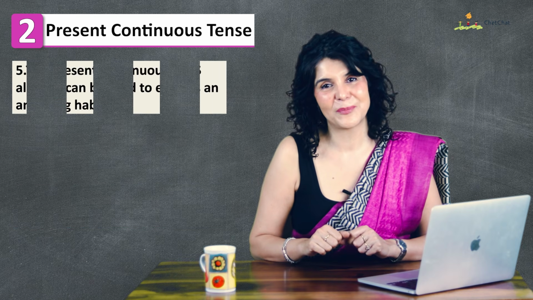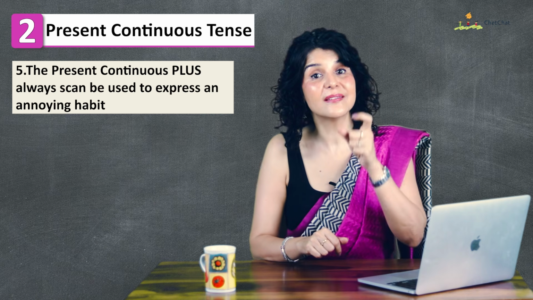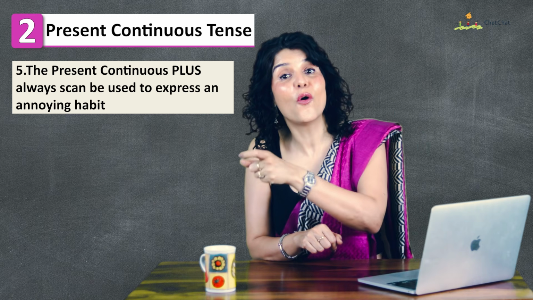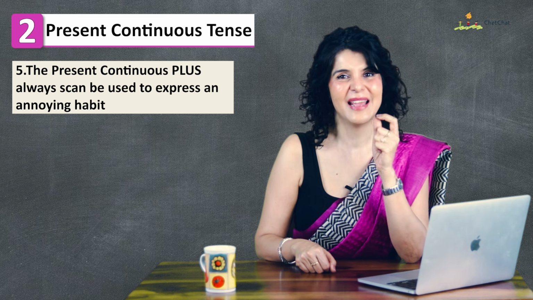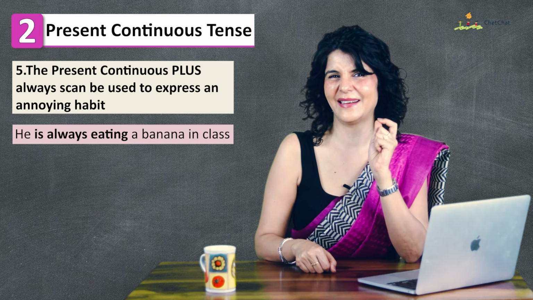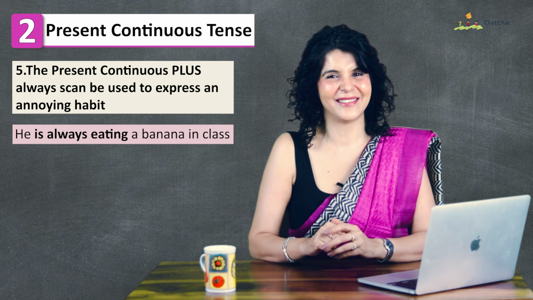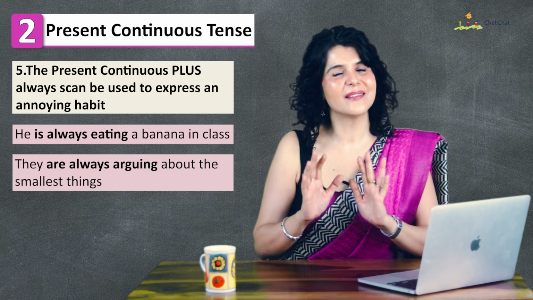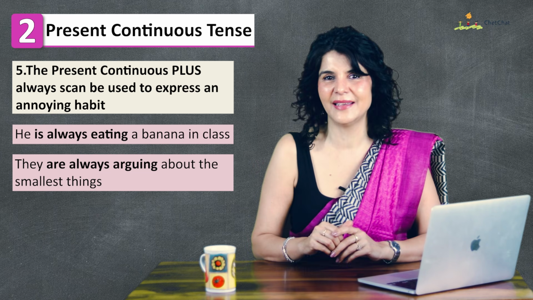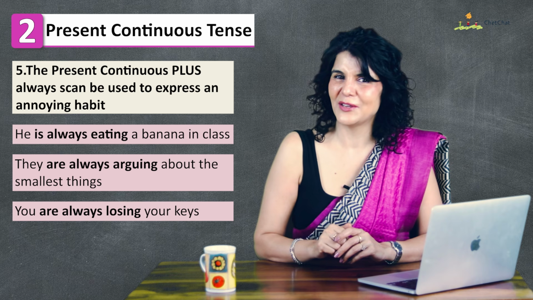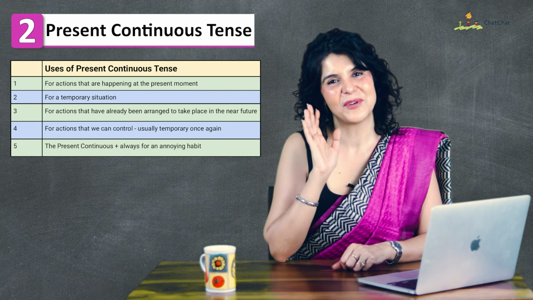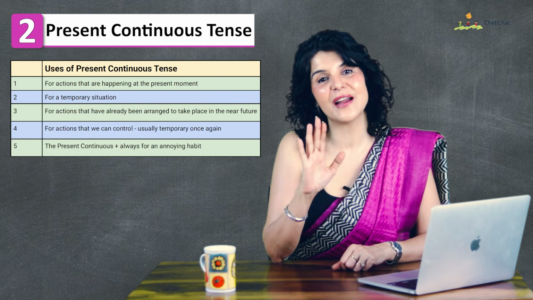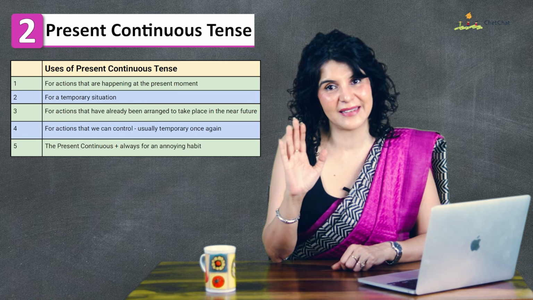Use number 5 of the present continuous tense, where the present continuous tense plus always can be used to express an annoying habit. He's always eating a banana in class. Ew, that surely is annoying. They're always arguing about the smallest things. You're always losing your keys. It's so frustrating. And here is a summary on the screen of all the 5 uses of present continuous tense.